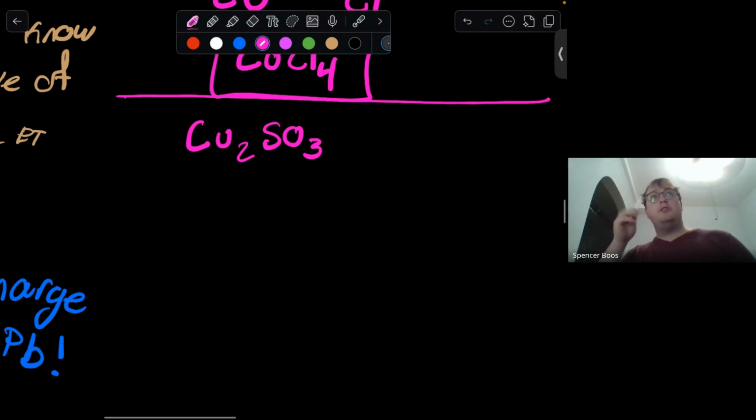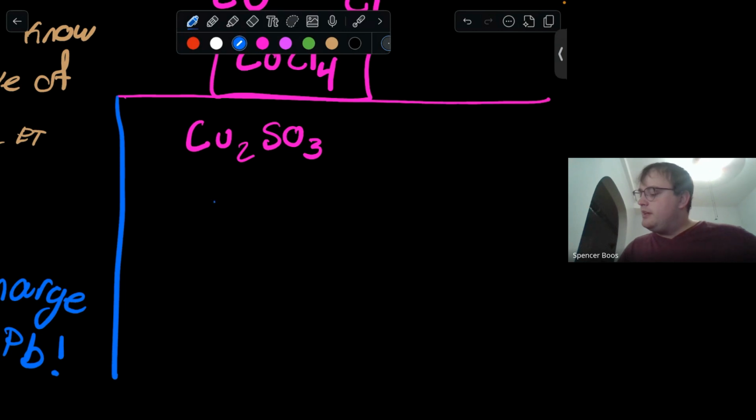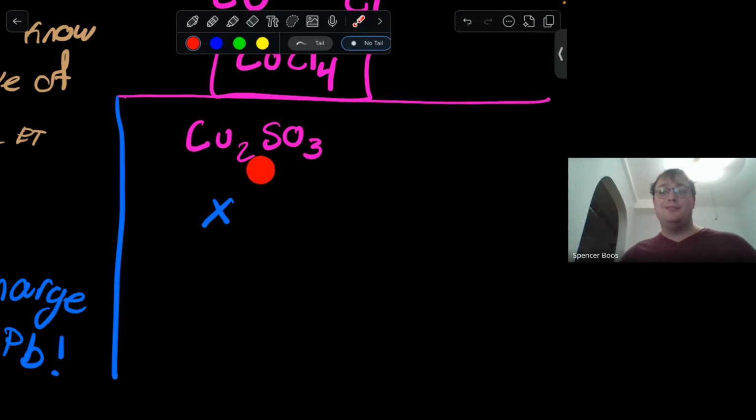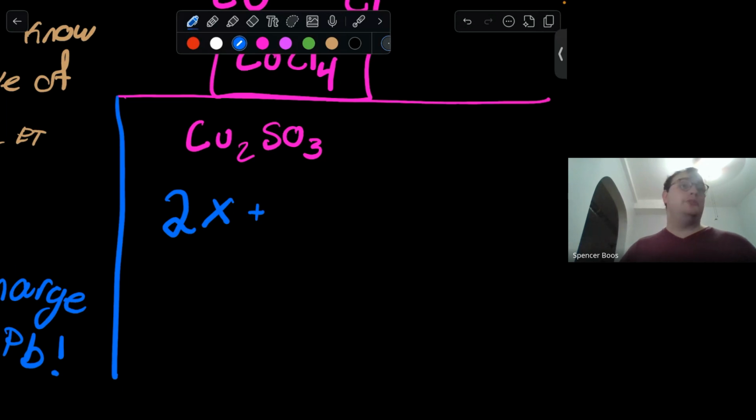Combing my brain. Do I know the charge of copper off the top of my head? No. So that means I need to use algebra. Let's call the charge of copper X. Now, question. How many X's do I have? I'll give you a hint. There's a red dot flashing next to it right now. 2. 2X.